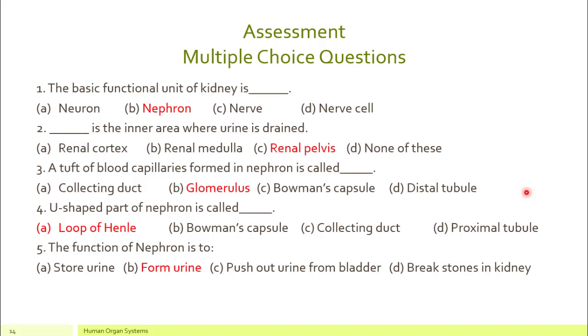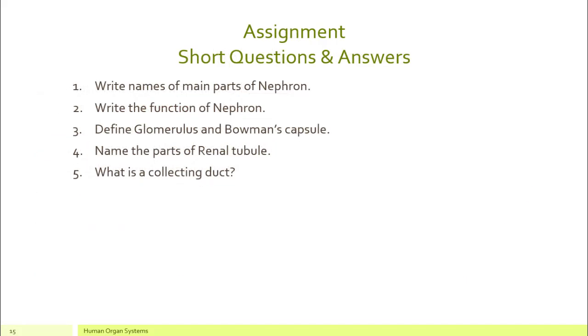Students, now we are going to discuss some short question answers related to this topic. Number 1, write names of main parts of nephron. In this lecture, we have discussed two important main parts of nephron, renal capsule and renal tubule. Number 2, write the function of nephron. You have studied the function of nephron. It is the main functional unit of kidney and it is involved in the urine formation.